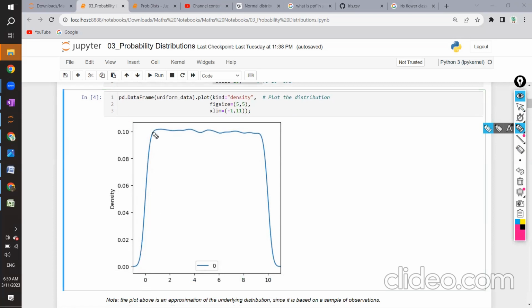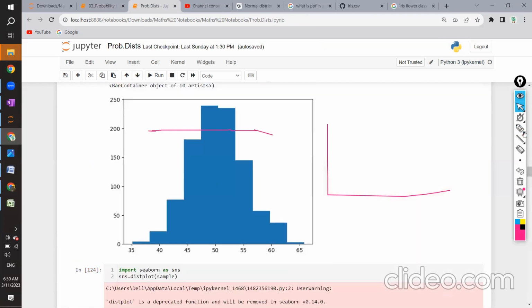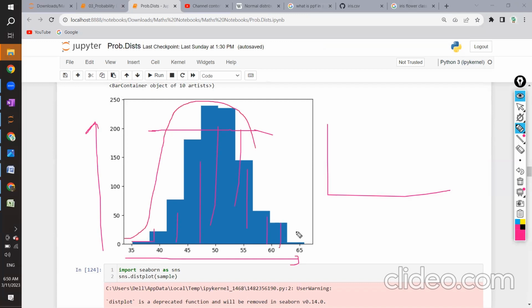Okay, the starting value is 0 and the final value is 10, but you can see the frequency is almost the same. It's not like this. Normally in any histogram, these are the values and this is the frequency. For 35 to some 38, the frequency is very little, and then the frequency is increasing, and again decreasing. That's why the graph became like this.